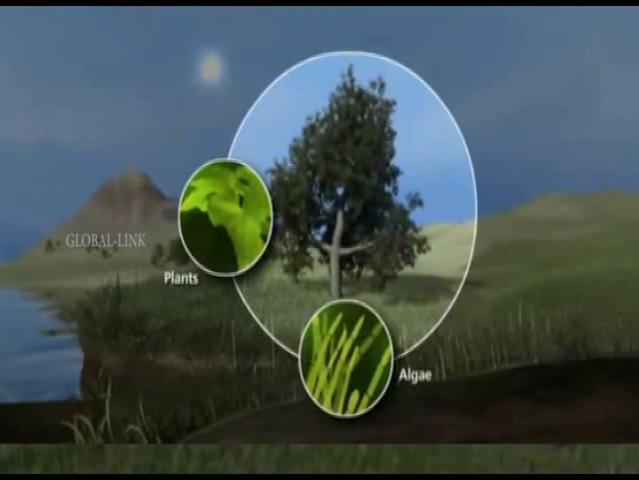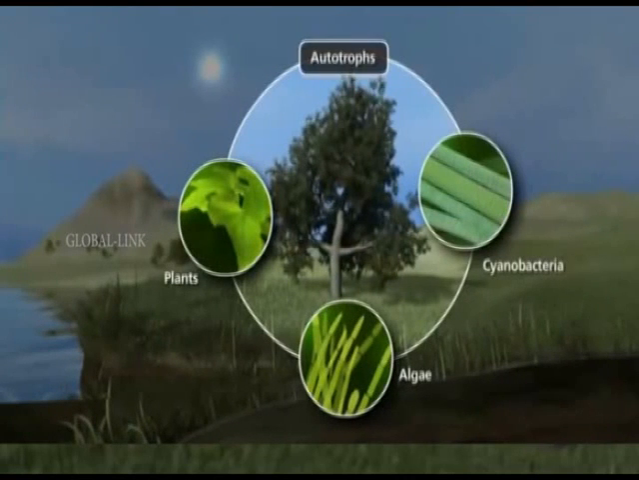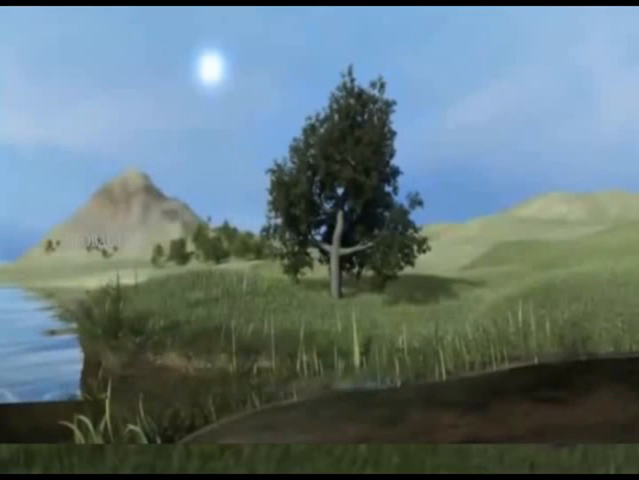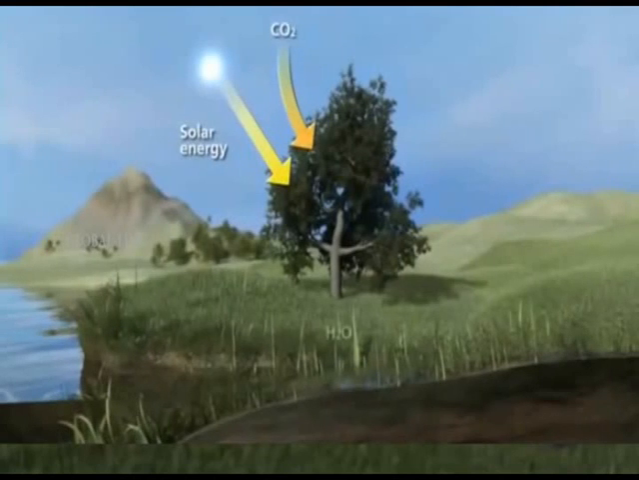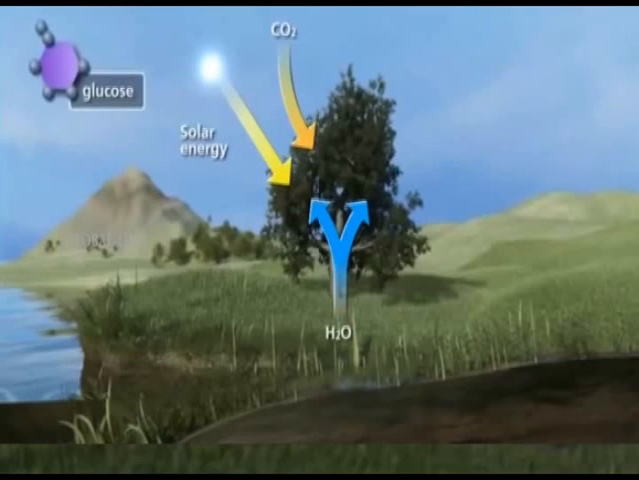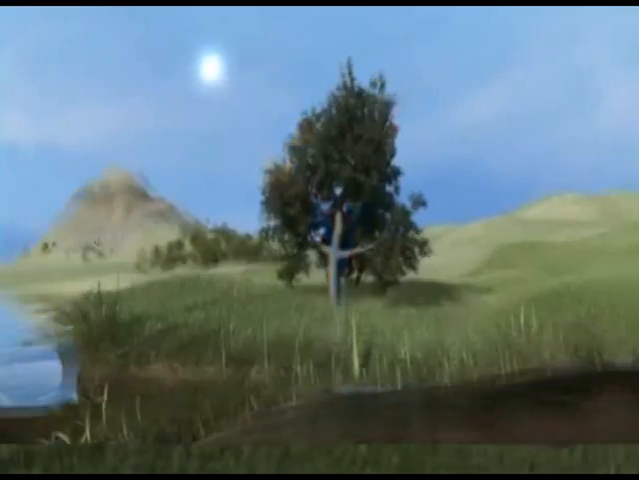Plants, algae, and cyanobacteria are autotrophs, organisms that produce their own food from inorganic molecules to facilitate growth. Through photosynthesis, photosynthetic autotrophs use energy from the sun to combine carbon dioxide from the atmosphere and water from the soil to form carbohydrates such as glucose. Oxygen is released as a byproduct of photosynthesis.